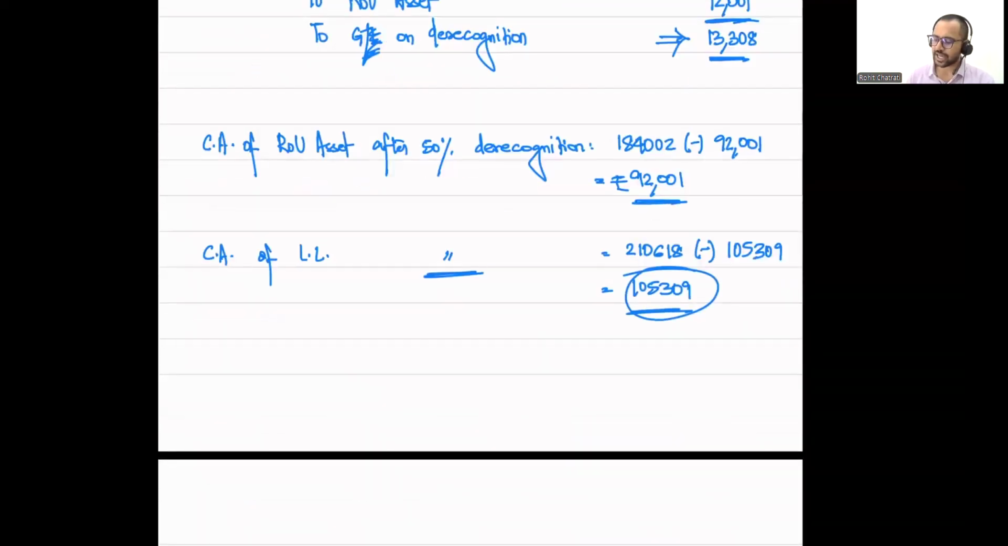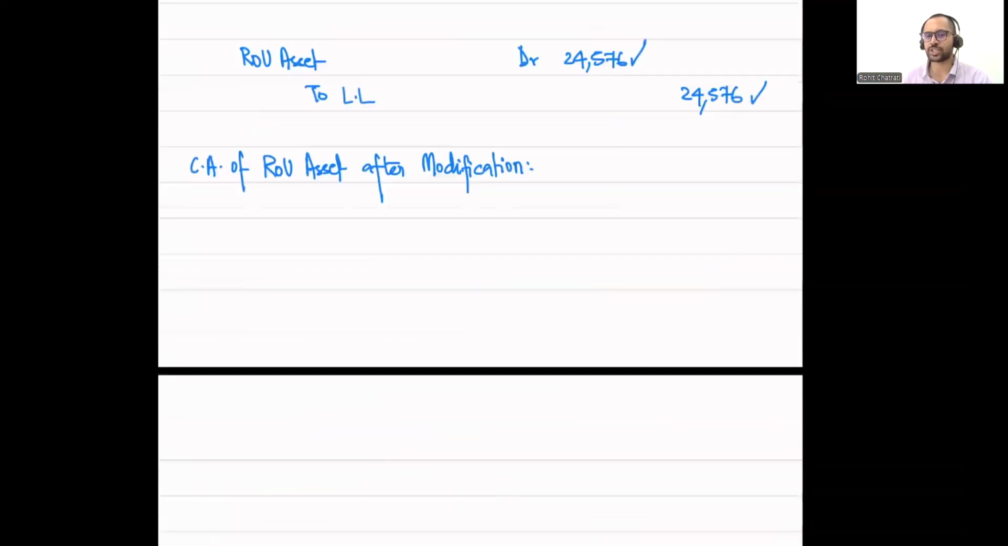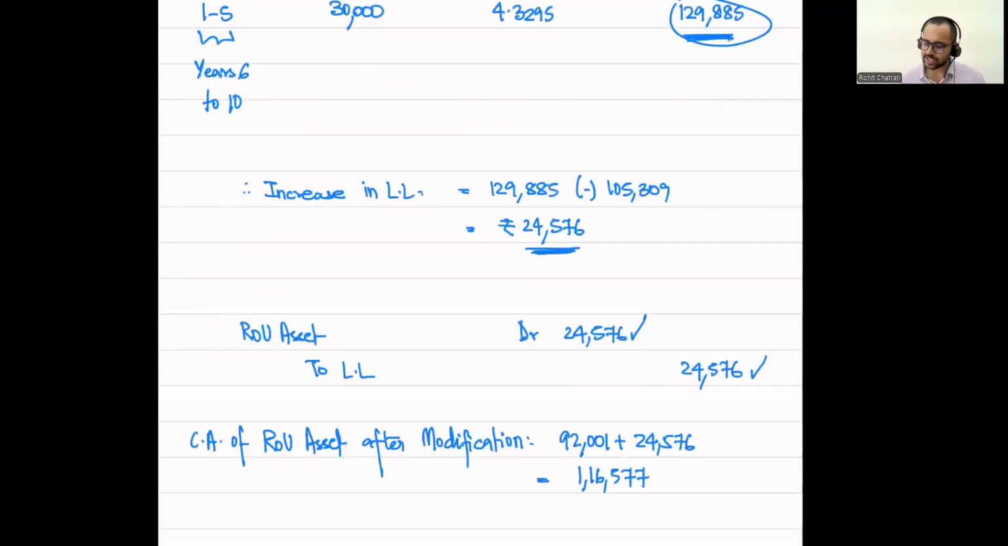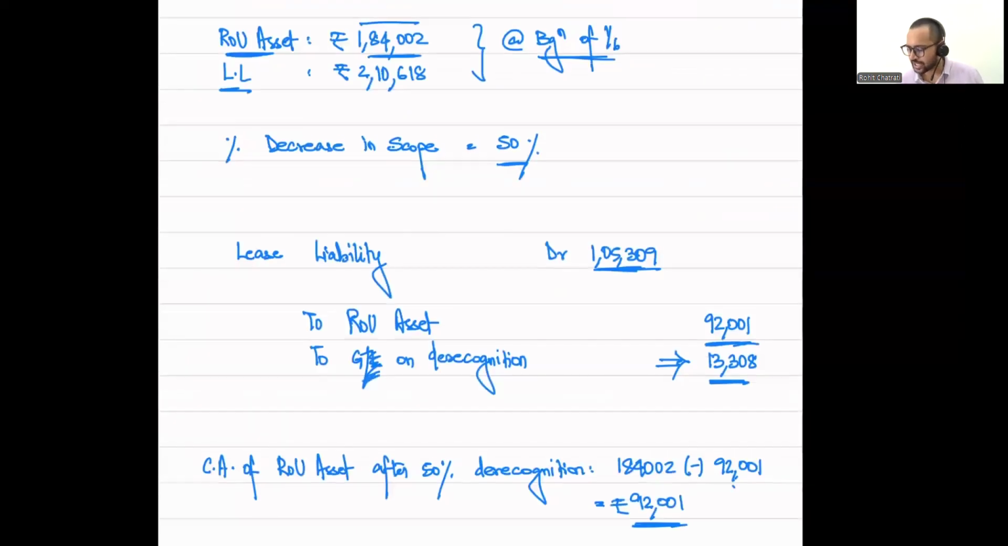After derecognition, I had an ROU asset of 92,001 rupees. That increases by 24,576, and therefore my right of use asset will basically be 92,001 plus 24,576, that is equal to 1,16,577.